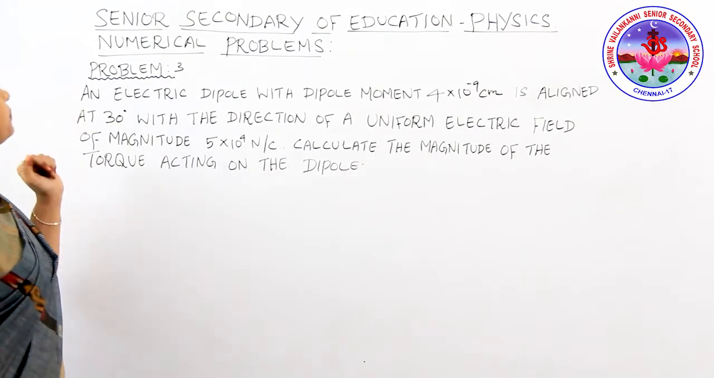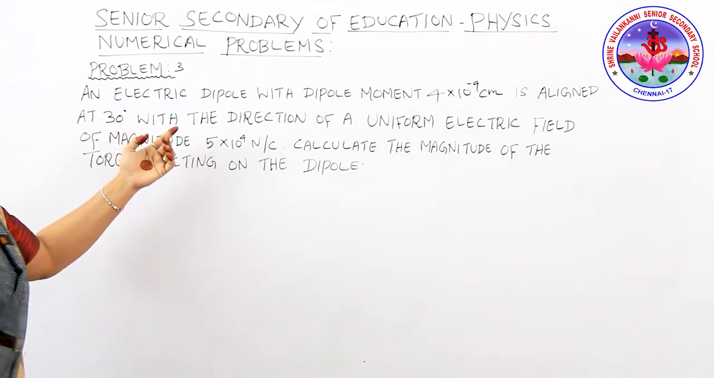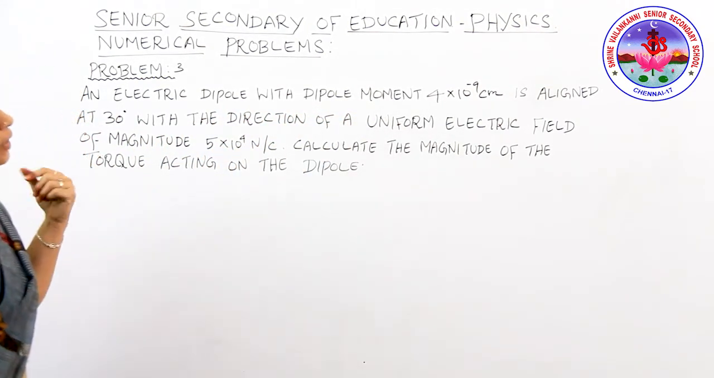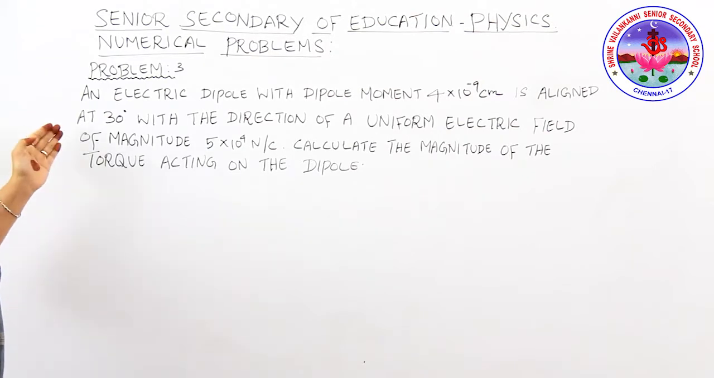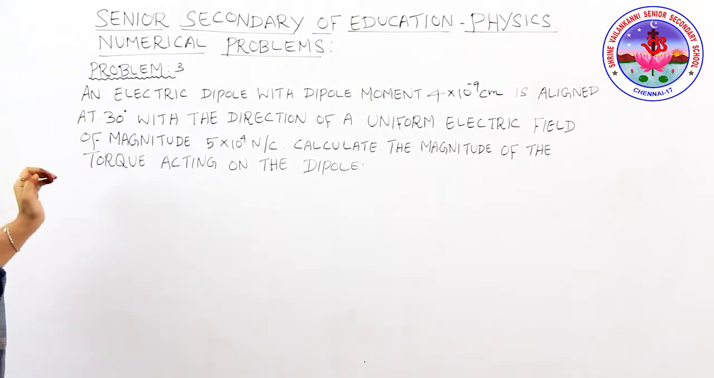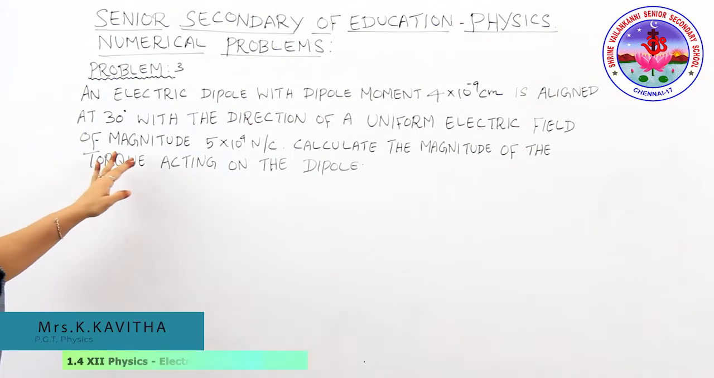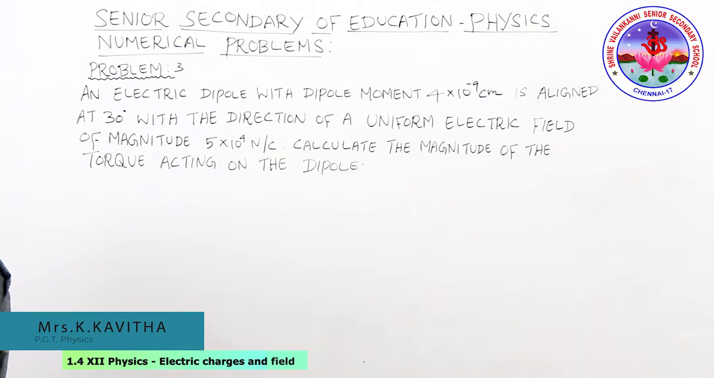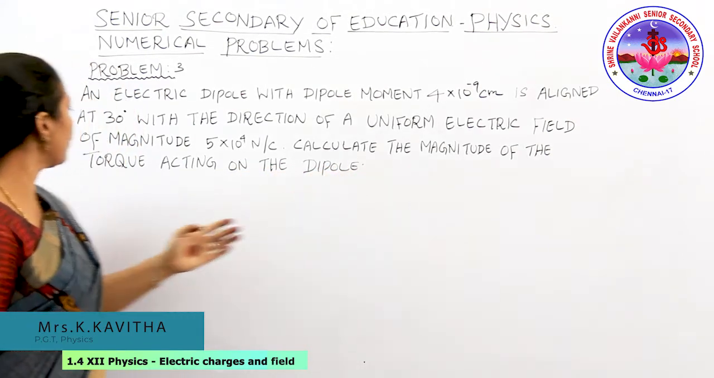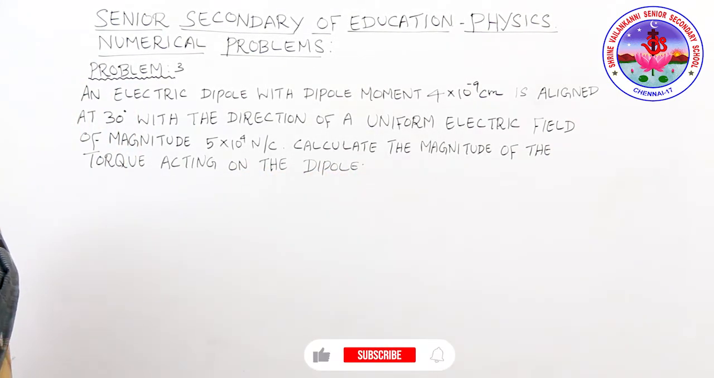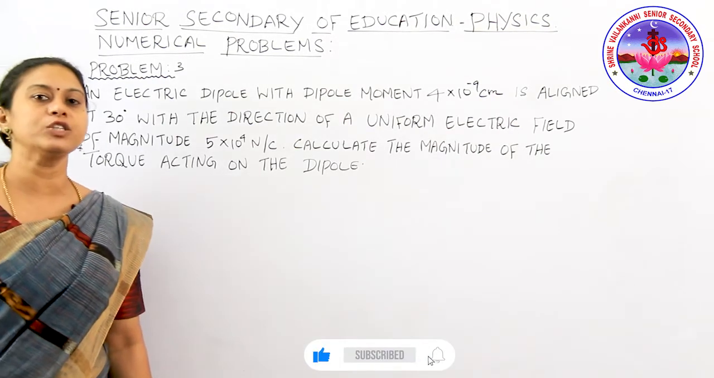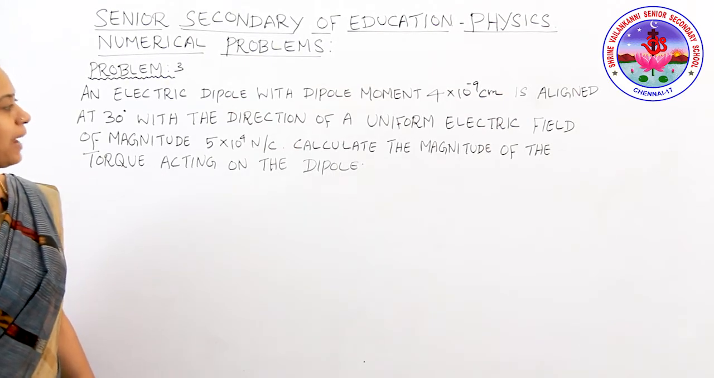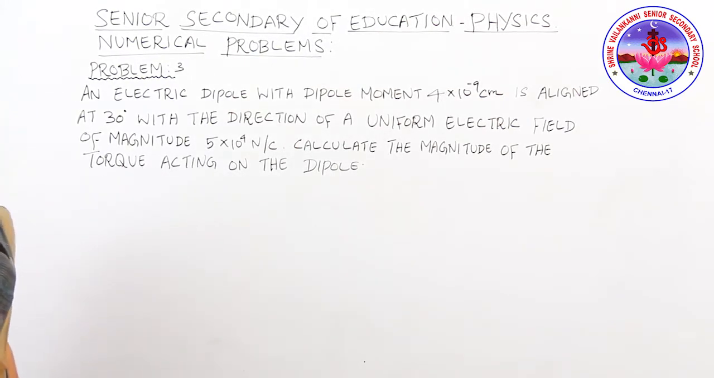Yes, third problem. An electric dipole with dipole moment 4 into 10 power minus 9 coulomb meter is aligned at 30 degree with the direction of a uniform electric field of magnitude 5 into 10 power 4 Newton per coulomb. Calculate the magnitude of the torque which is acting on the dipole. So we need to know the formula for the torque.